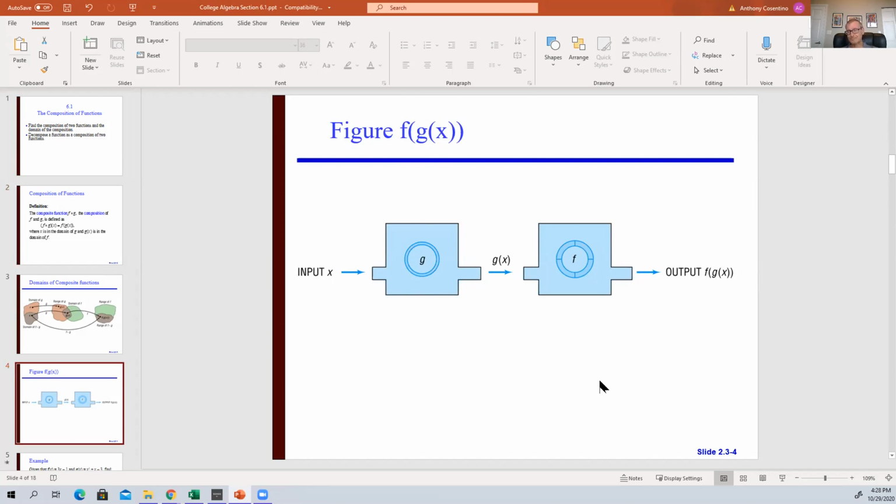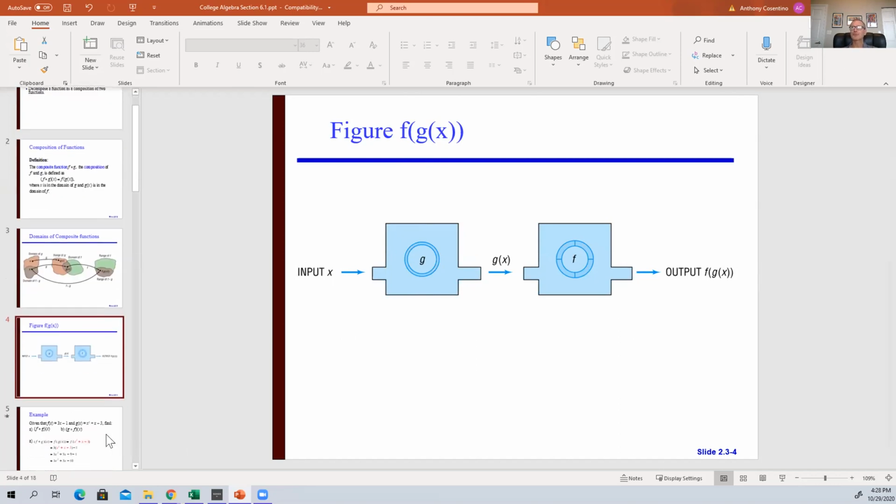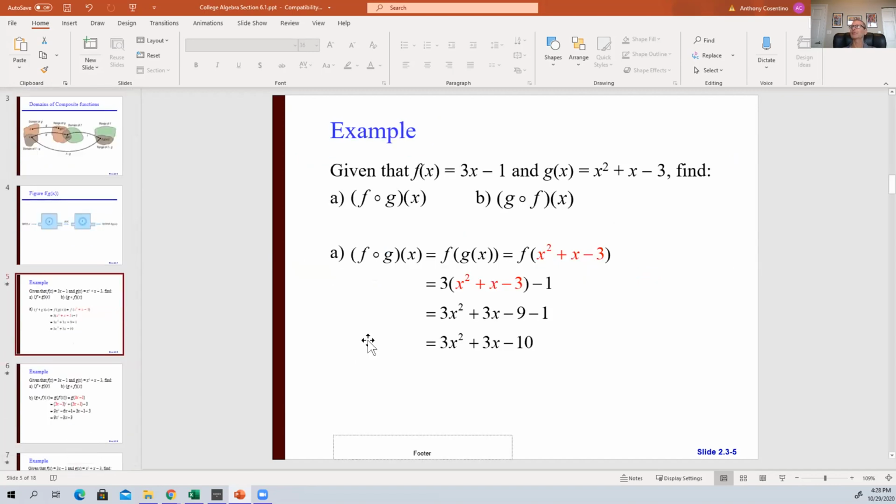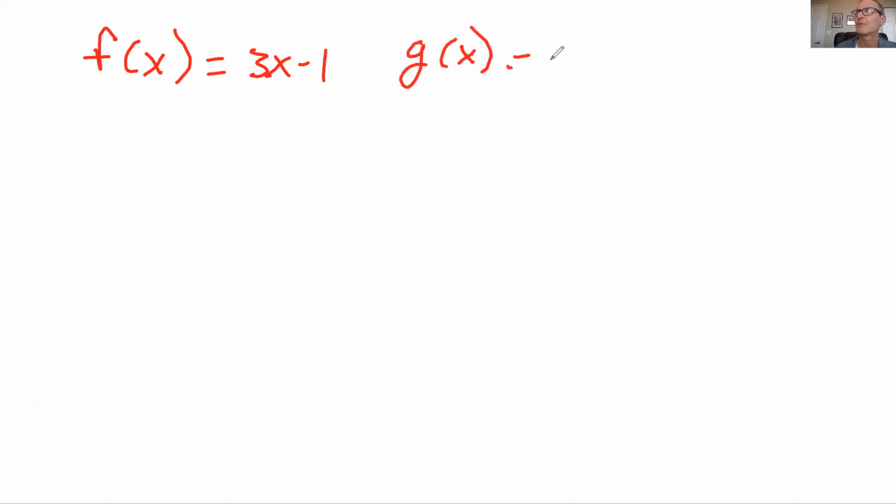Let's go through a couple examples. I think that would be good. So why don't we do this one here, and I'll do this one up on the whiteboard. Say we had f of x equals 3x minus 1, and g of x equals x squared plus x minus 3.